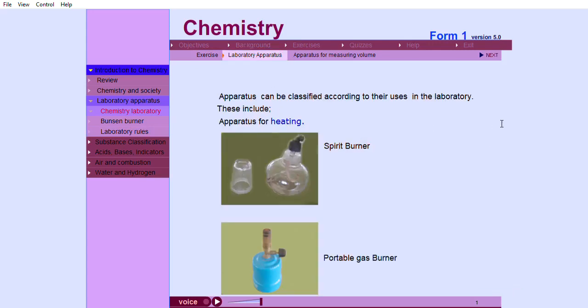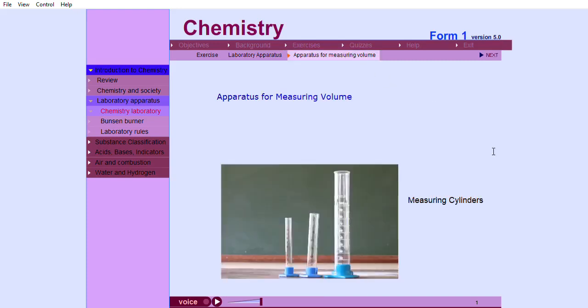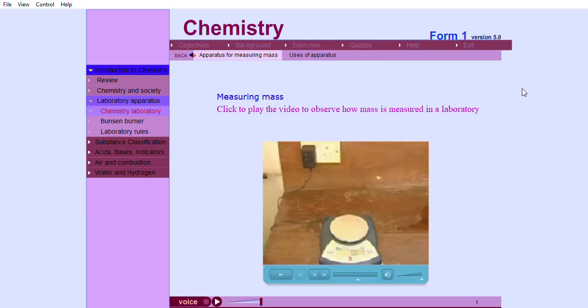In the laboratory, we have various types of apparatus and equipment used for different activities. These activities include heating substances, measuring volume, measuring temperature, measuring time, and measuring mass.